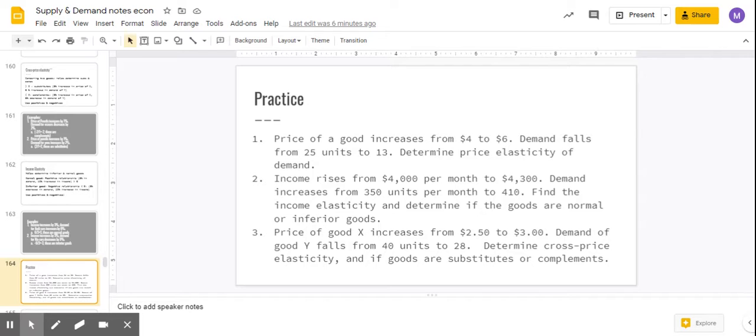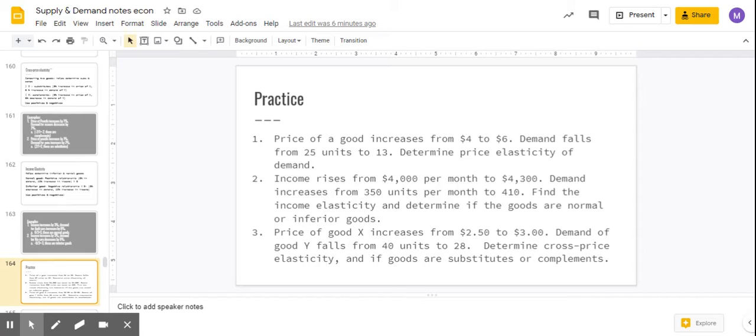All right, so if you've had a chance to pause the video and try out numbers 1, 2, and 3, before I show you the answers, I'll just talk you through each of them. So number 1, what you're looking at here is the percentage change in price and the percentage change in demand to determine elasticity of demand. So the change in price is 2, 2 divided by 4, your original price. Change in demand is 12. Your original units are 25. So once you determine that, divide the two, demand over price, and you should get an elasticity of demand.